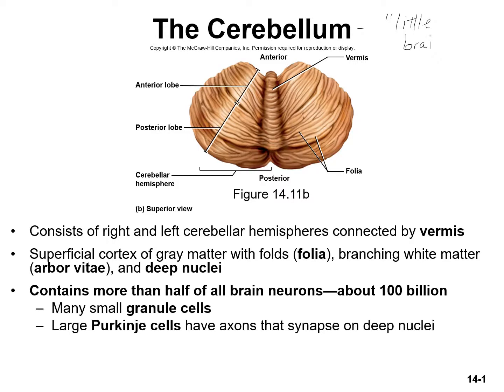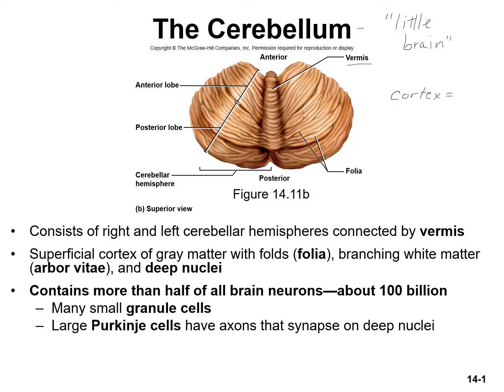It is part of the hindbrain. We have various ways that we can divide up the brain, forebrain, midbrain, and hindbrain, for example. This is considered part of the hindbrain. It has left and right cerebellar hemispheres, which are connected by this bridge-like structure known as the vermis. It does have a cortex, which is a functional outer layer. We see that in the cerebrum as well.